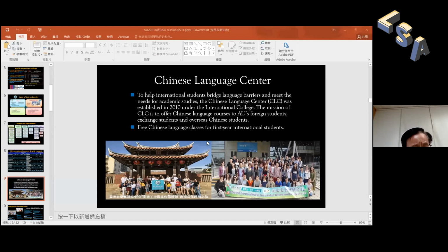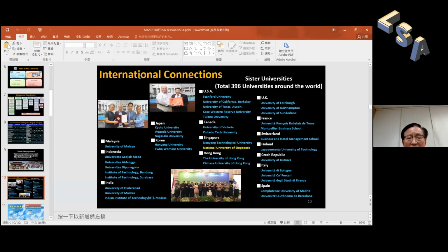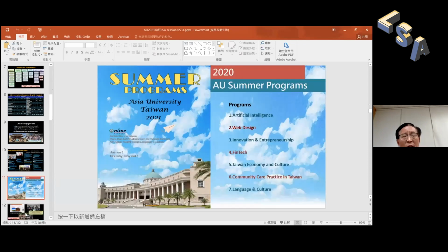Professional development training. And here is our international connection, including ITS. Just to give you some examples, let me move to several of the big programs. We have a summer program, and this is last year's summer program. We offered altogether 7 programs for our partner universities last year, and we don't charge. It's a free program.